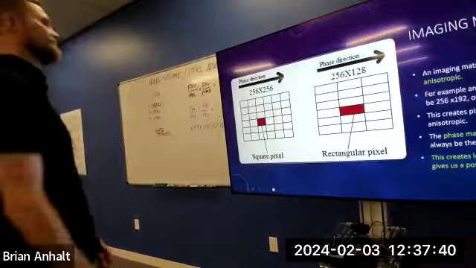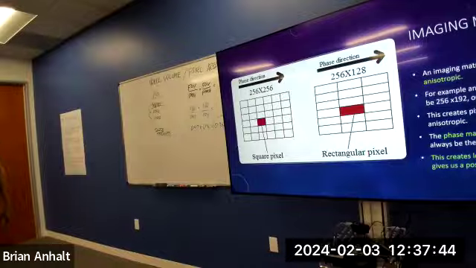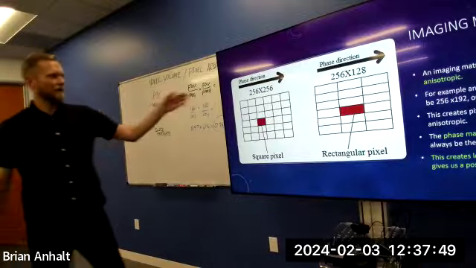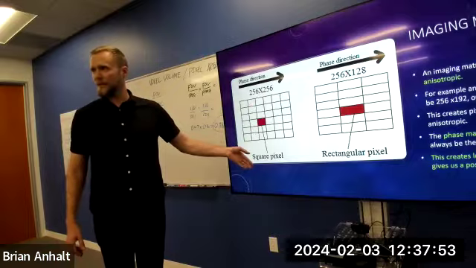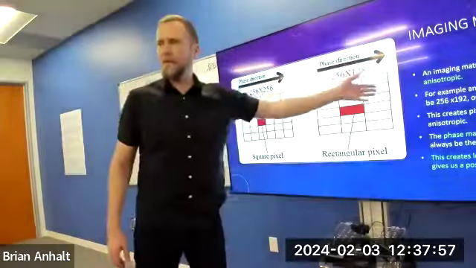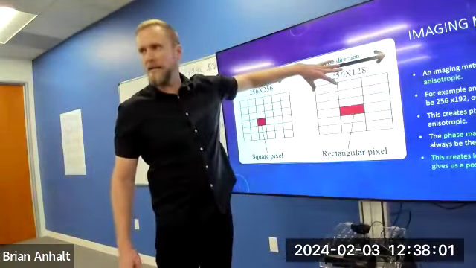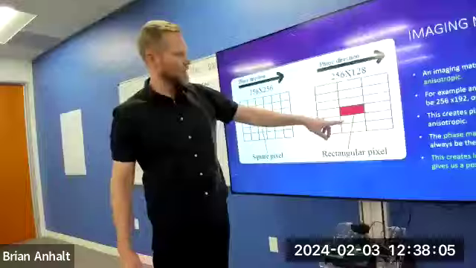There we go. Imaging matrix. An imaging matrix can be anisotropic. Isotropic means the same on all sides. If I have a field of view and I'm cutting it into equal parts, I get an isotropic square pixel, right? If I am cutting it into an uneven amount of parts, the side that I'm cutting it into fewer pieces is going to be longer. So I'm going to have rectangular pixels.